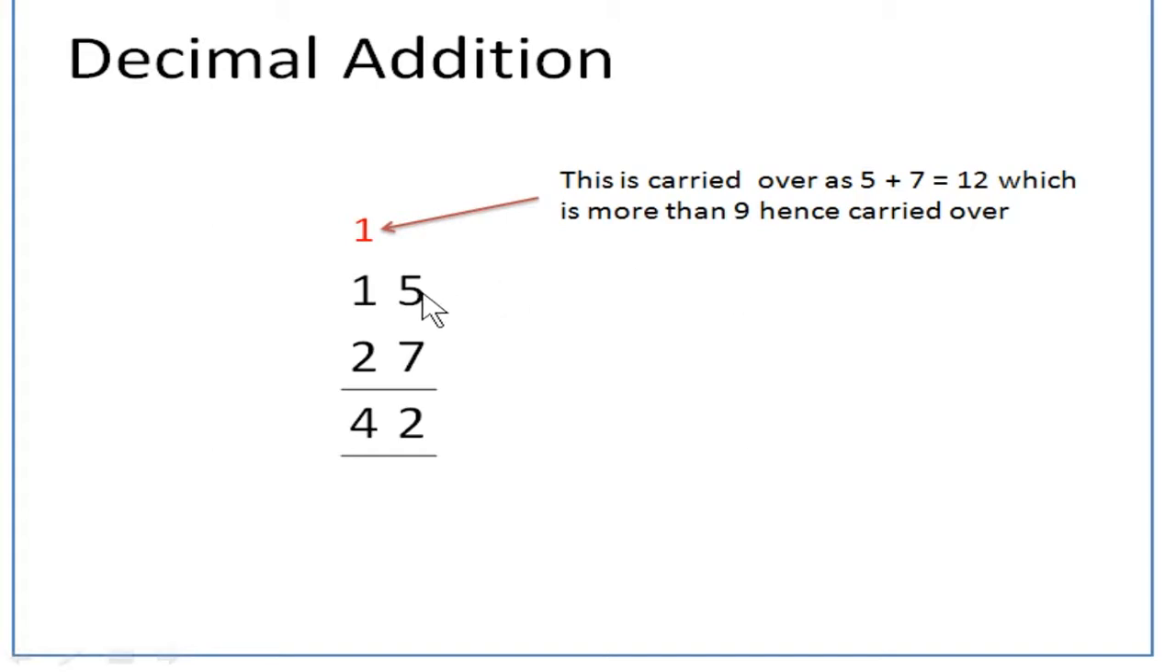When you add, 5 plus 7 is more than 9, it is 12, right? Since it is more than 9, you cannot write both digits down. So you write the rightmost digit, that is 2, and carry over the left digit to the next column, that is from ones to tens. So you carry over 1 to the next column. Now you add this, 1 plus 1 is 2, 2 plus 2 is 4. This is how you do decimal addition.